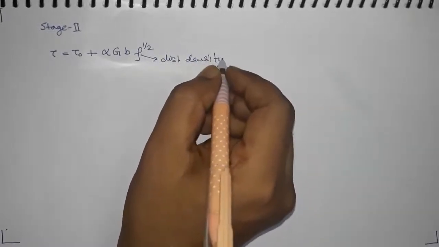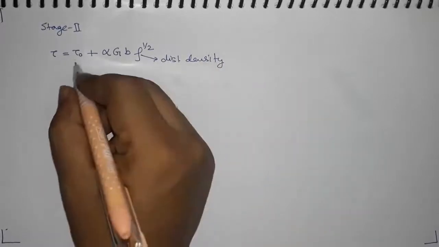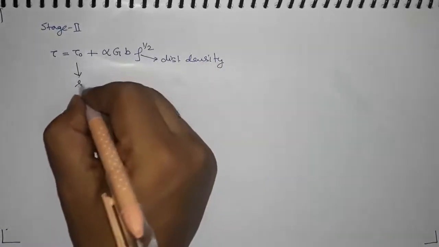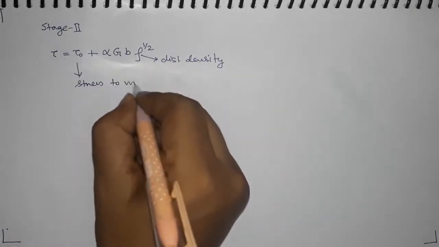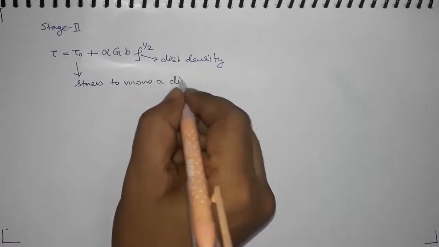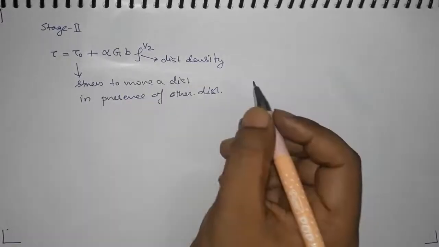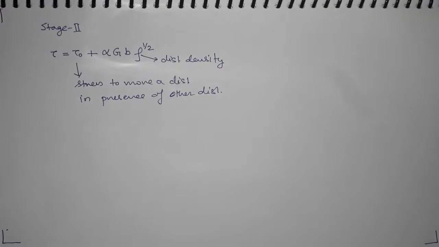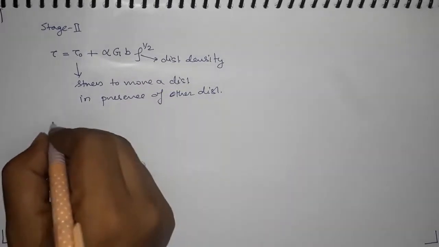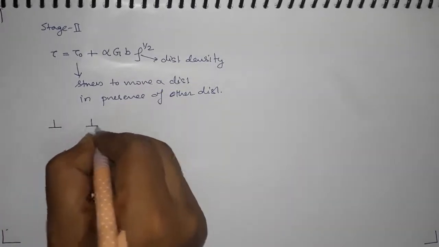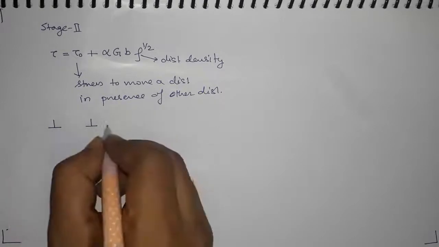Okay, and this tau naught is the shear stress to move a dislocation in presence of another. You know that one dislocation applies a force on another dislocation. Okay, so a dislocation will have a force, and that's why you have repulsion and attraction.